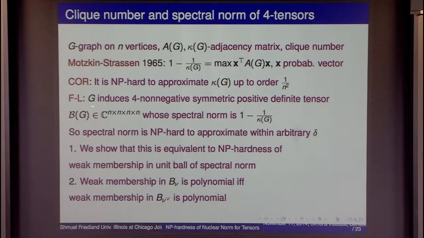So what we showed is that the graph G induces a special four non-negative symmetric positive definite tensor whose spectral norm is this number. Therefore, the spectral norm is NP-hard to approximate within an arbitrarily small delta. So we reprove the result of Hillar and Lim, but in a slightly different setting. Now we'll show that this is equivalent to NP-hardness of the weak membership of the unit ball of the spectral norm. By the way, PCP theory will give you the approximate complexity for the clique number much better than a ratio like that.